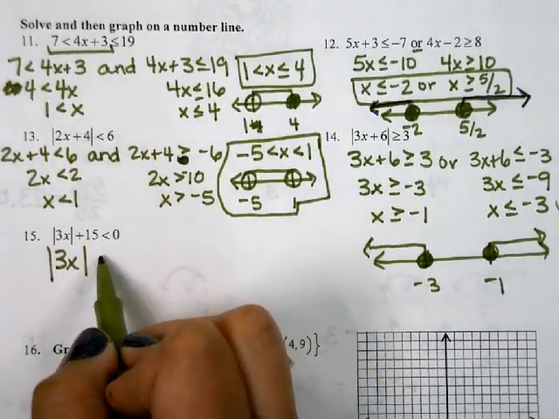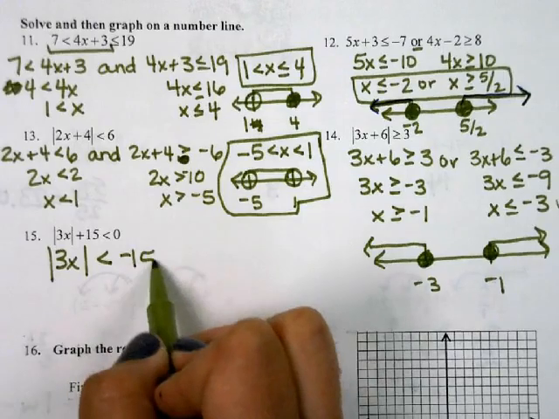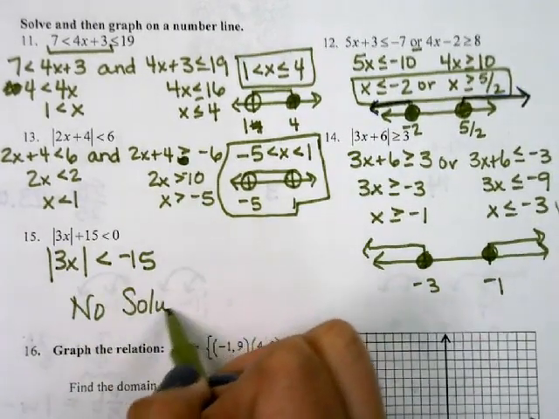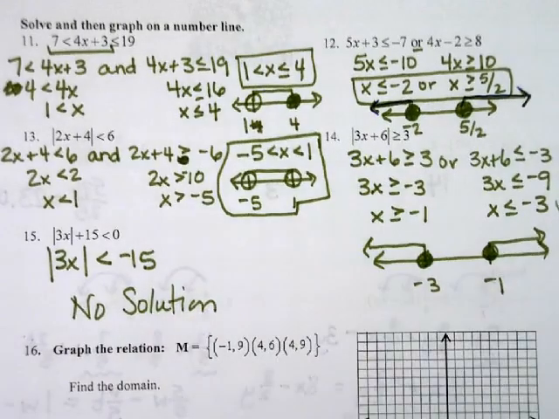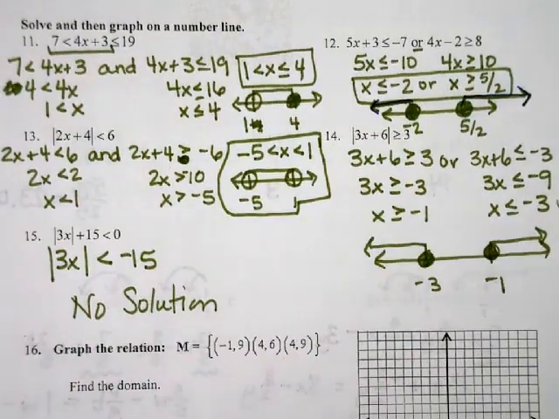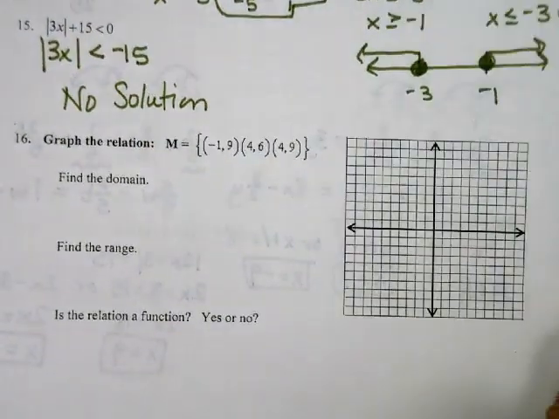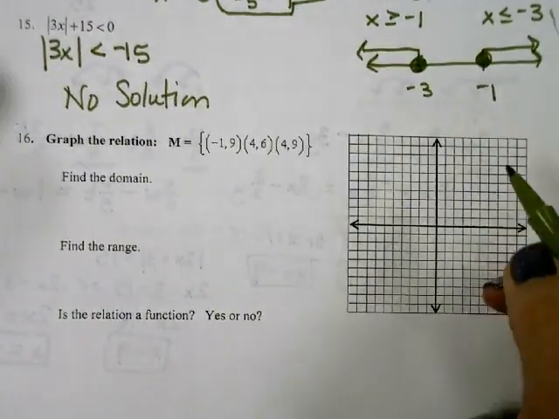Absolute value by itself. Again, that guy's no solution. I can't go a distance smaller than negative 15. You can't go a distance smaller than 0.